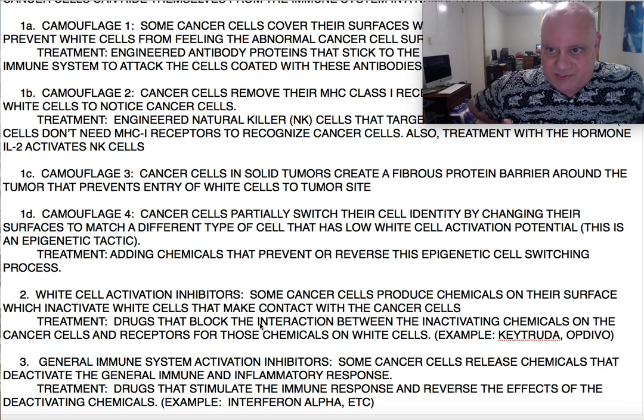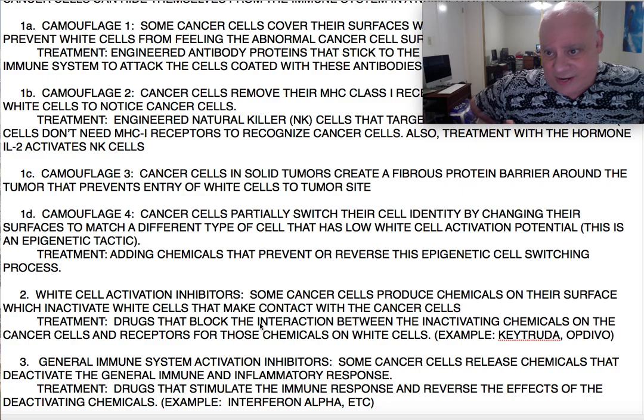We discovered this about 15 years ago, these chemicals that deactivate white cells that are found on cancer cells. And immediately they started developing treatments that can block that interaction. So chemicals that can block the interaction between the deactivating chemicals on the cancer cells and the receptors for those chemicals on the white cells. So some of those chemicals block that interaction so that the cancer cells can no longer deactivate the white cells.